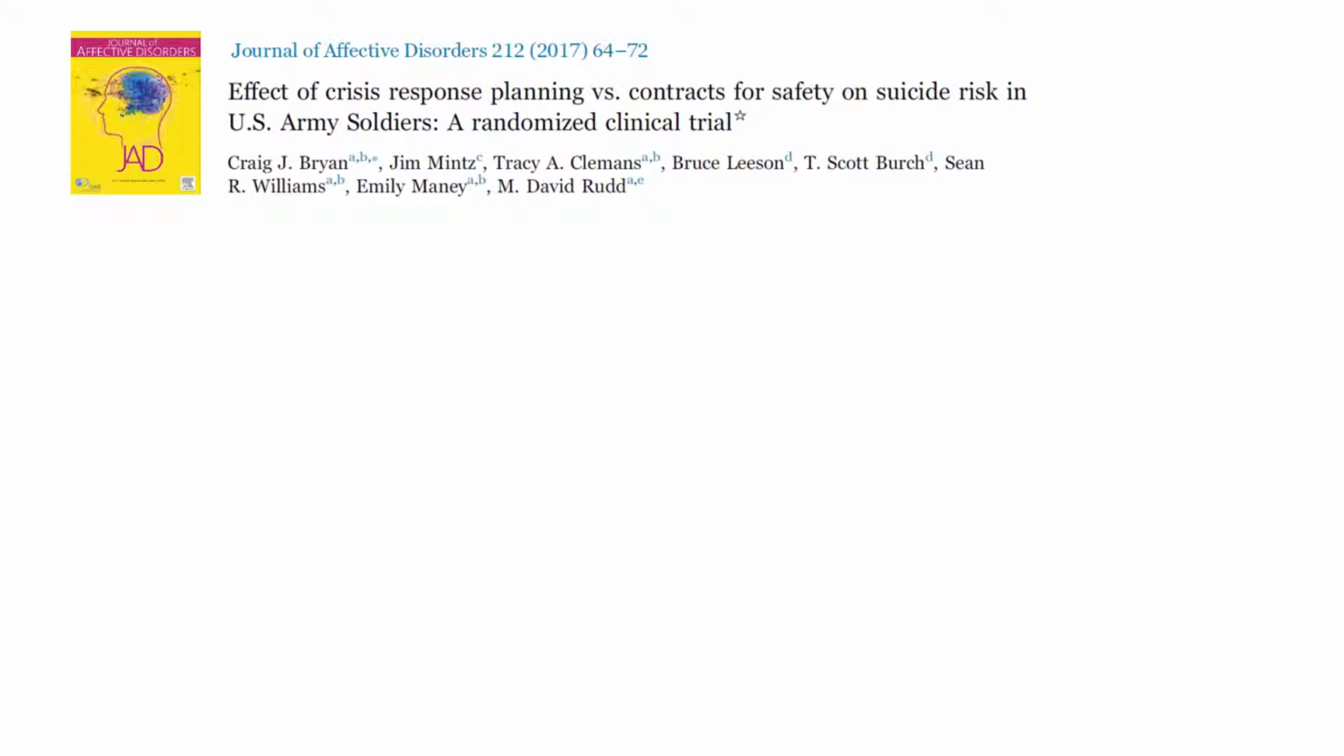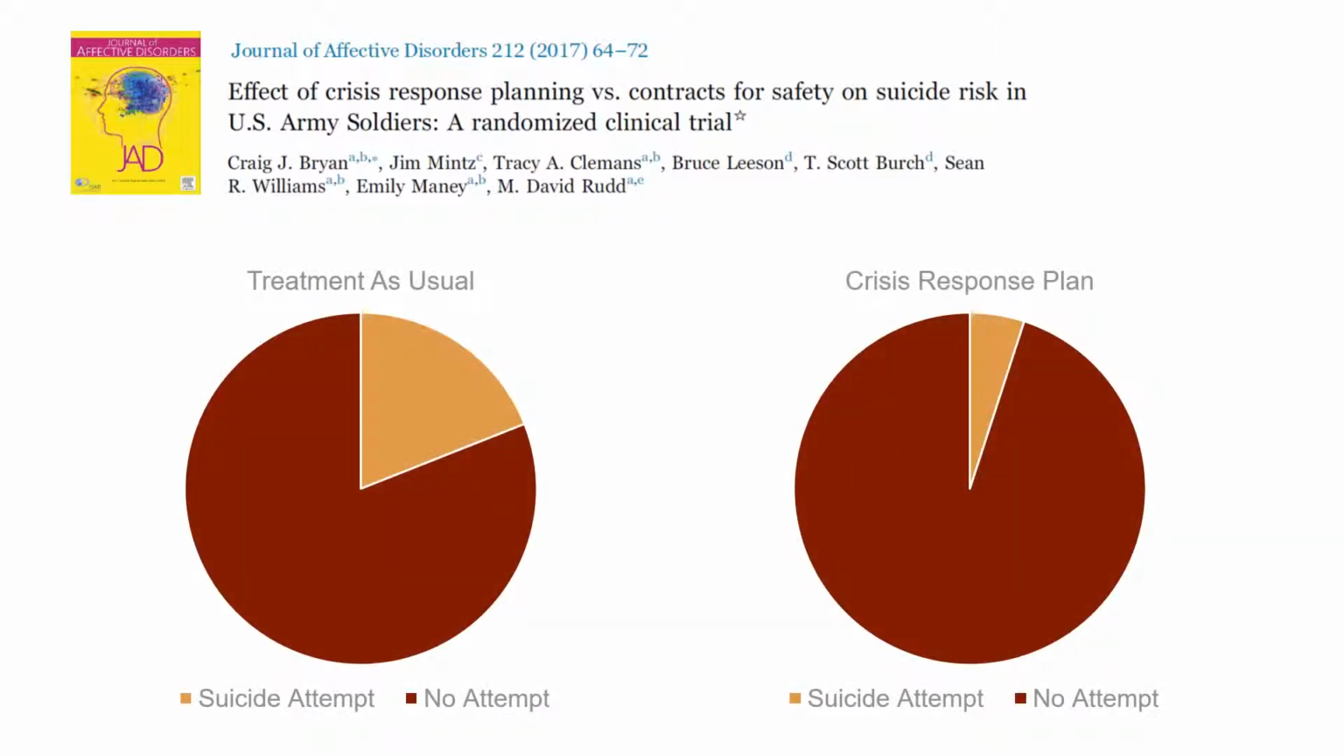This study showed that during the next 6 months, individuals who received a crisis response plan were 76% less likely to make a suicide attempt. Only 5% of those with the CRP attempted suicide, as compared to 19% of those who received the alternative, more common intervention. Additional research is currently underway to further improve the CRP and to understand how and why it works.